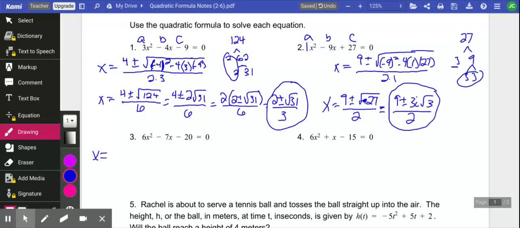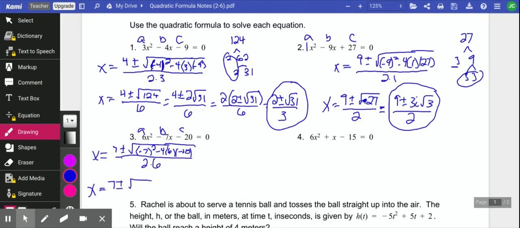Okay, so negative b, so here's a, b, and c. So negative negative 7 is going to be positive 7, plus or minus the square root of b squared minus 4 times a times c, all over 2 times a. All right, don't put the square root in your calculator, but put everything under the square root in your calculator. So negative 7 squared with the parentheses minus 4 times 6 times negative 20.